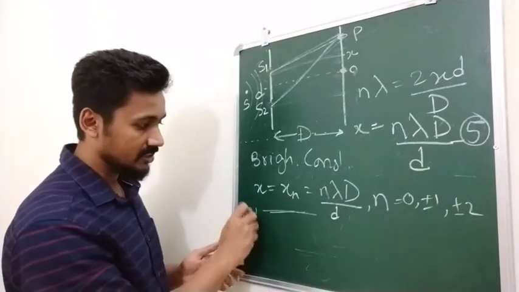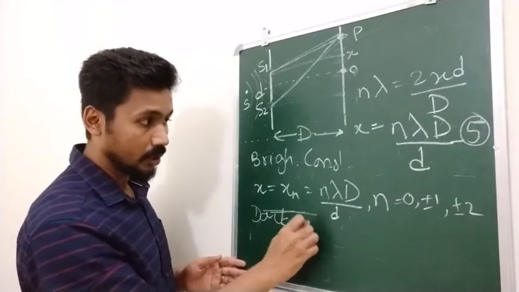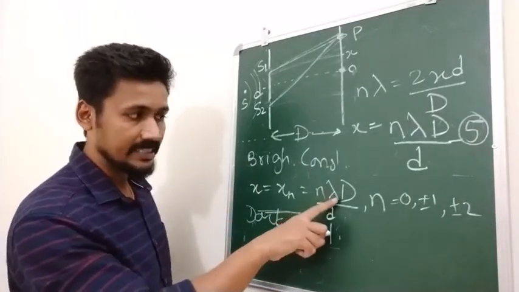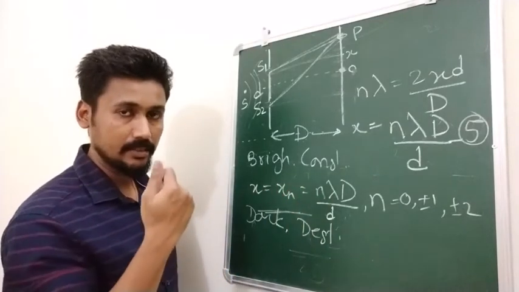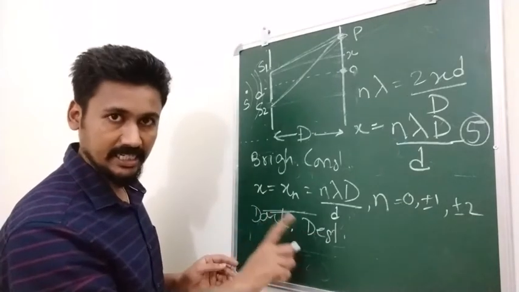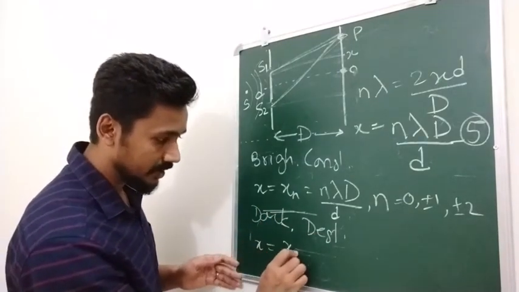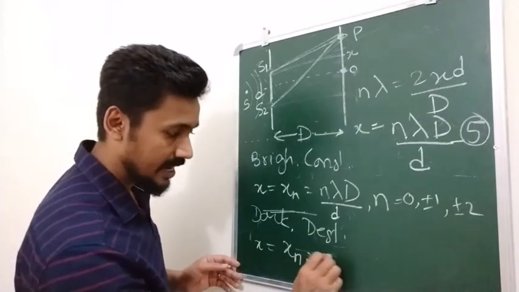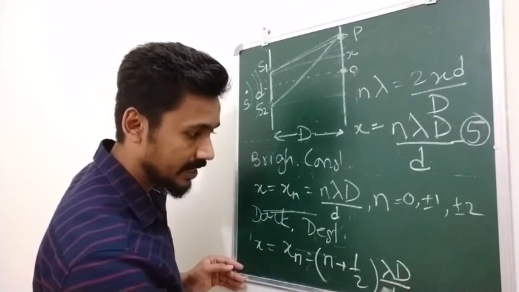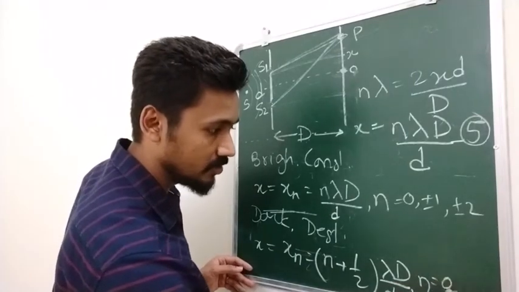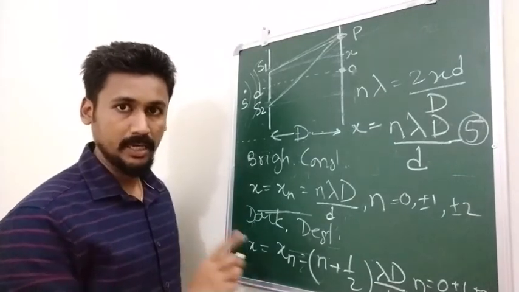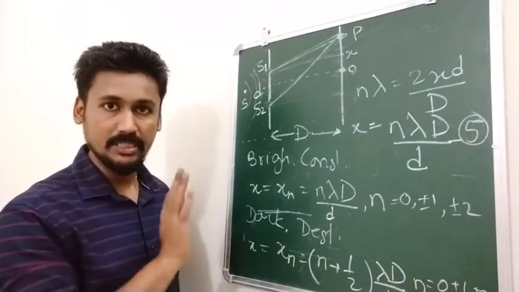Then what will be the condition for a dark spot, or a destructive interference? Destructive interference will be when this is an odd integral multiple of half wavelengths. So the condition for destructive interference will be x should be equal to xn, which is given by n plus 1 by 2, into lambda capital D by small d. Again n will take values 0, plus or minus 1, plus or minus 2, and so on and so forth. Okay, so I hope this part was understood.